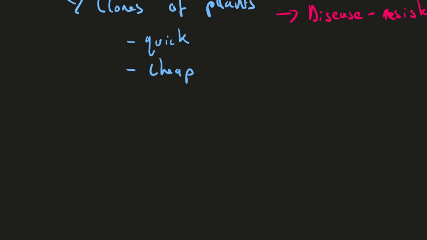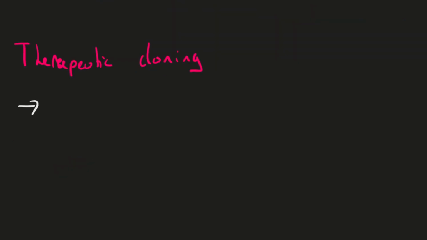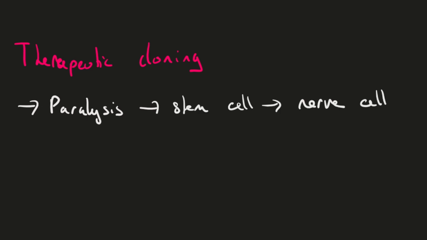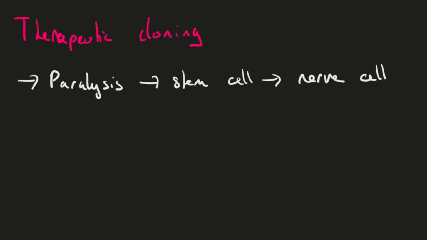An application which is slightly more controversial is the use of stem cells in humans. So what we call therapeutic cloning. And essentially, let's say you're suffering from paralysis or something like diabetes, where some of your cells are not working. So for example, in paralysis, maybe you're missing some nerve cells. What you do is you take a stem cell and you grow it into a new nerve cell. And then you place those new nerve cells into the body of the paralyzed person. And therefore, they can then start to feel because now they've got those missing nerve cells. Okay, so that's one example of the use of therapeutic cloning.